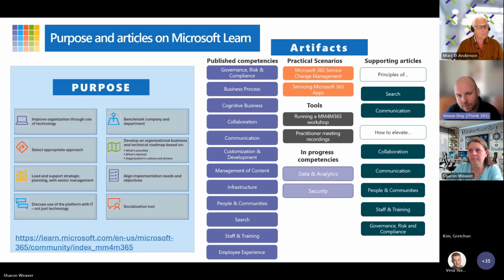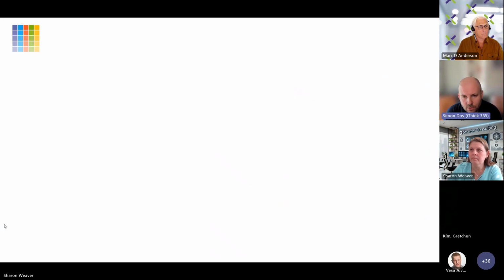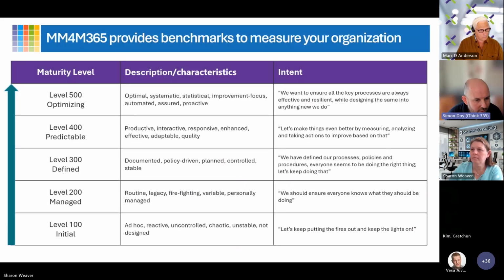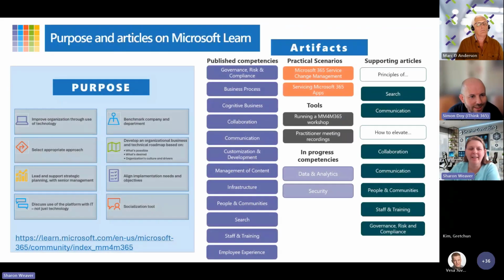We've got tools for running the maturity model workshops, and each of these sessions is recorded as well and available via YouTube. We've also got some supporting articles which help explain our thoughts and the principles behind some of the competencies, and how to move from level 100 through the levels, how to elevate those competencies. We've still got a couple of competencies in flight, and we'd love your help.